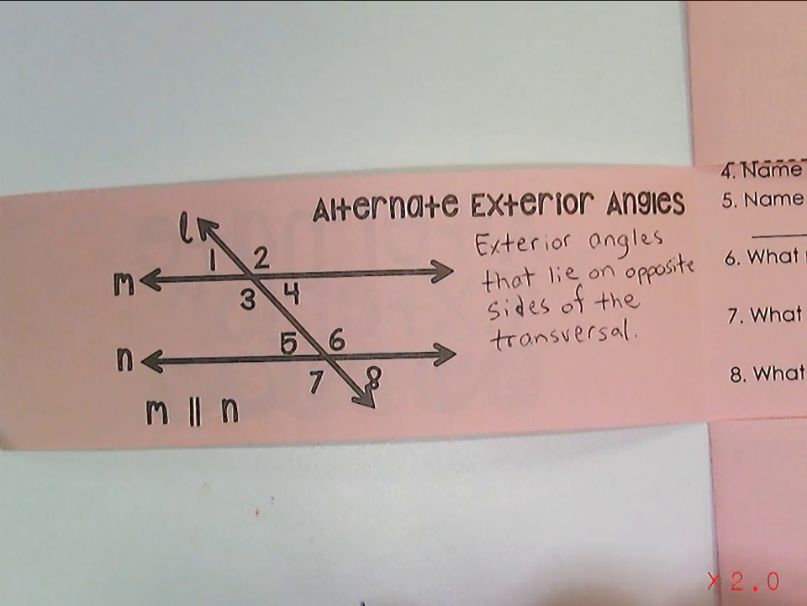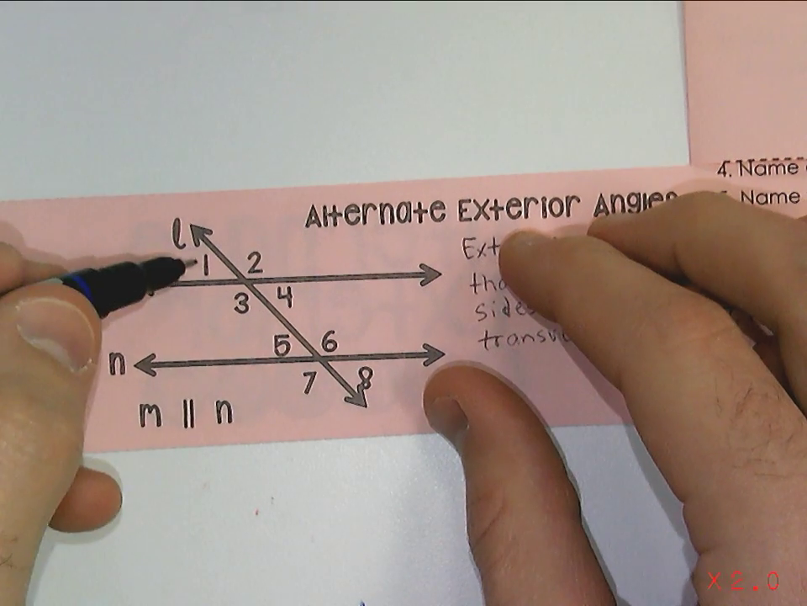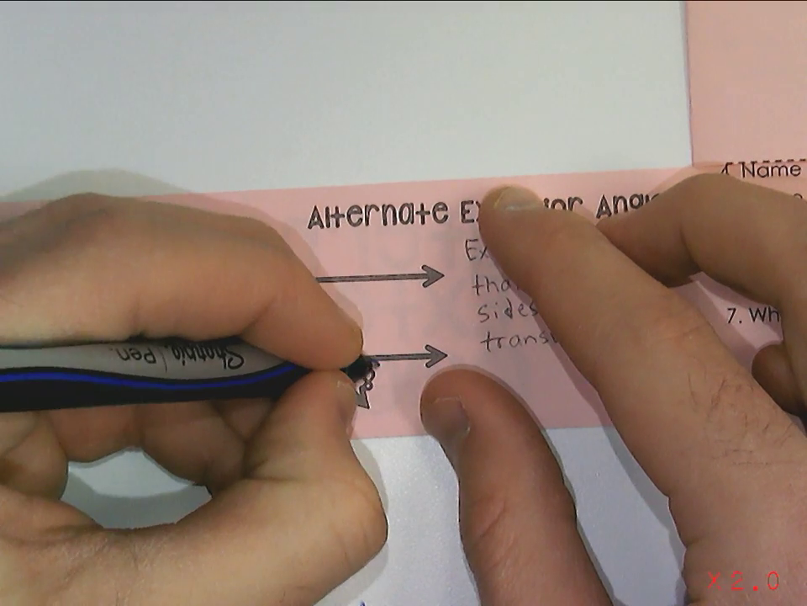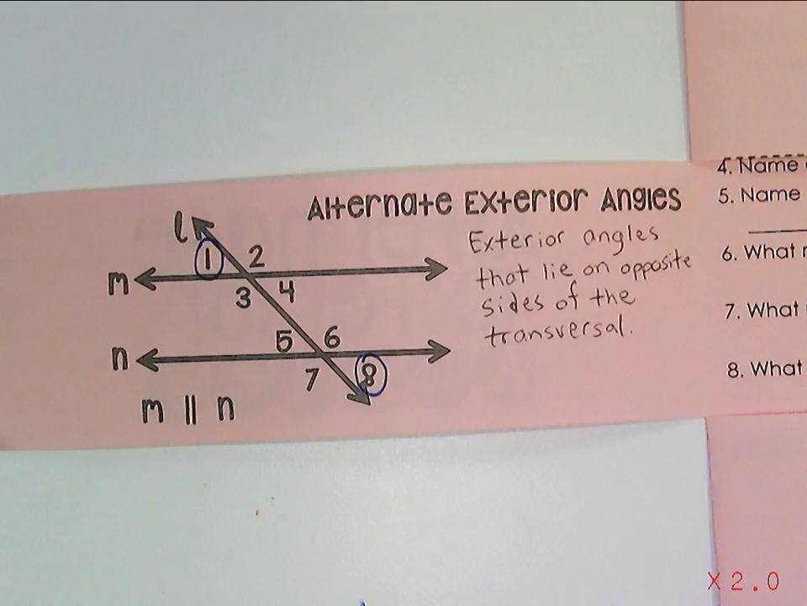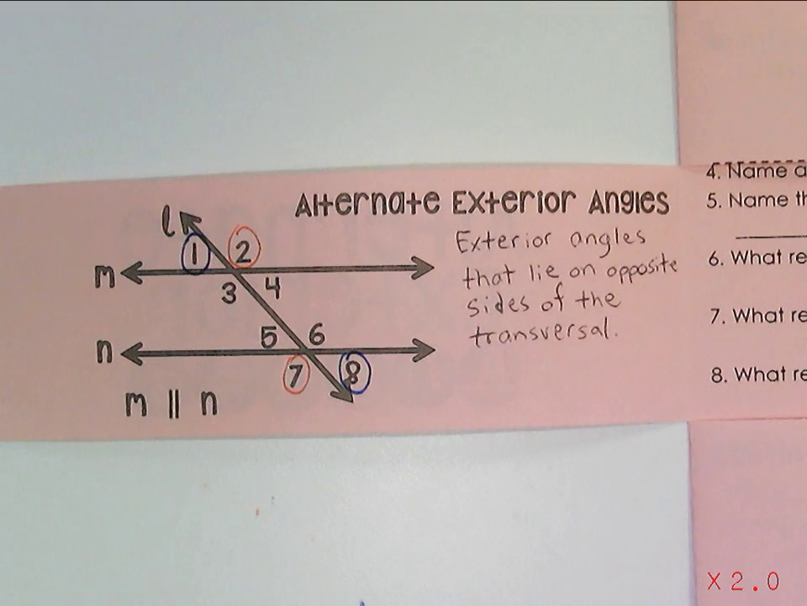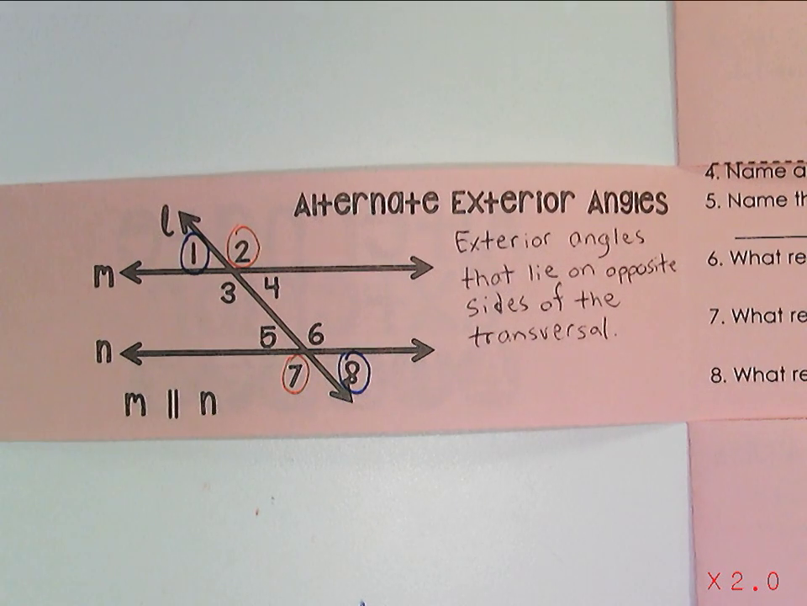So if we're labeling these, remember alternate means opposite sides of the transversal and exterior. So 1 is going to be congruent to 8. Those would be equal. And 7 would be congruent to 2. And that's really the long and short of alternate exterior angles.